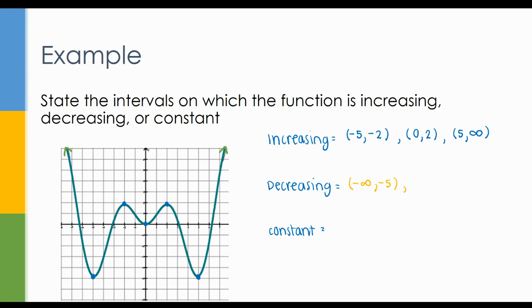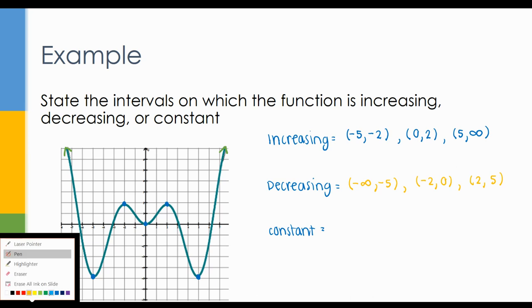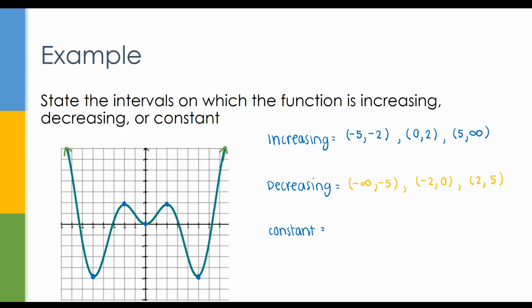Notice that I see a second decreasing interval. Looks like it starts at negative 2 and it goes to 0. Once again, parentheses around it because that is an open interval. Looks like there's another spot where we have a decrease going on. It looks like it starts at 2 and it ends at 5. So there are the 3 different decreasing intervals in this picture. As far as finding a constant, notice that I don't see any horizontal lines, so in this case, there are none.